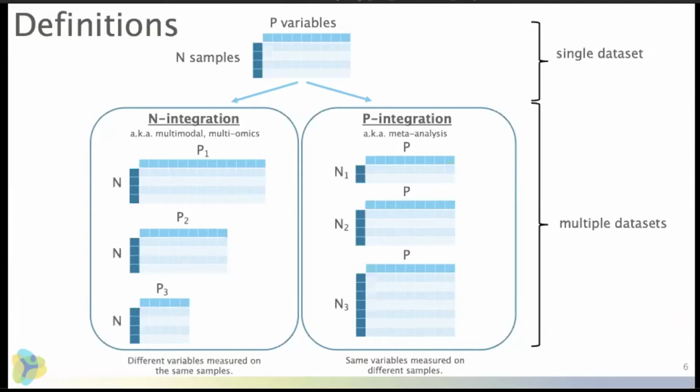And then on the other side, we have P integration, where we find the same P variables between groups of different patients and integrate them to essentially increase the sample size. And so in the earlier example, that's like if we integrated your plasma data with a collaborator's data. So it's the same variables, but measured on different samples. And in some ways, this can be called a meta-analysis.